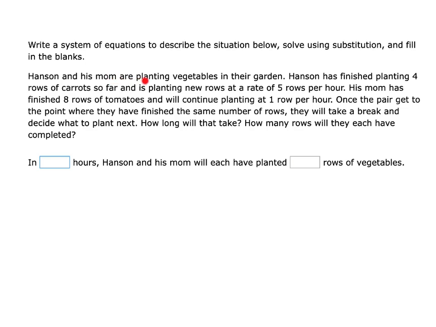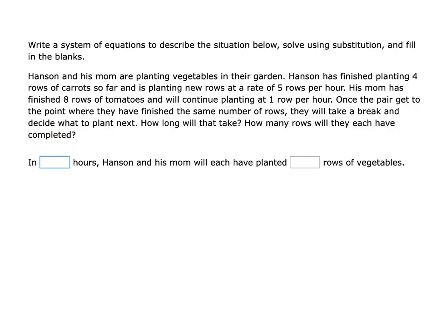Hanson and his mom are planting vegetables in their garden. Hanson has finished planting 4 rows of carrots so far and is planting new rows at a rate of 5 rows per hour. His mom has finished 8 rows of tomatoes and will continue planting at 1 row per hour. Once the pair get to the point where they have finished the same number of rows, they will take a break and decide what to plant next. How long will that take? How many rows will they each have completed?